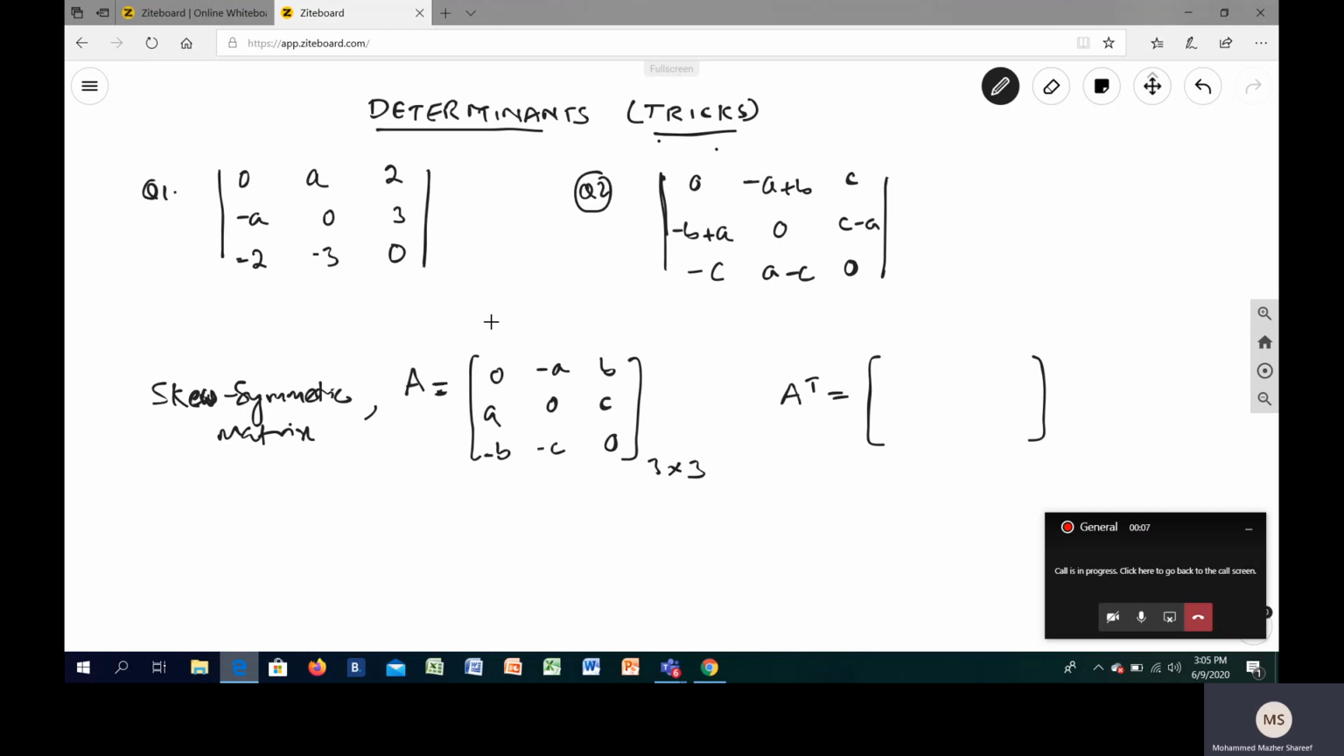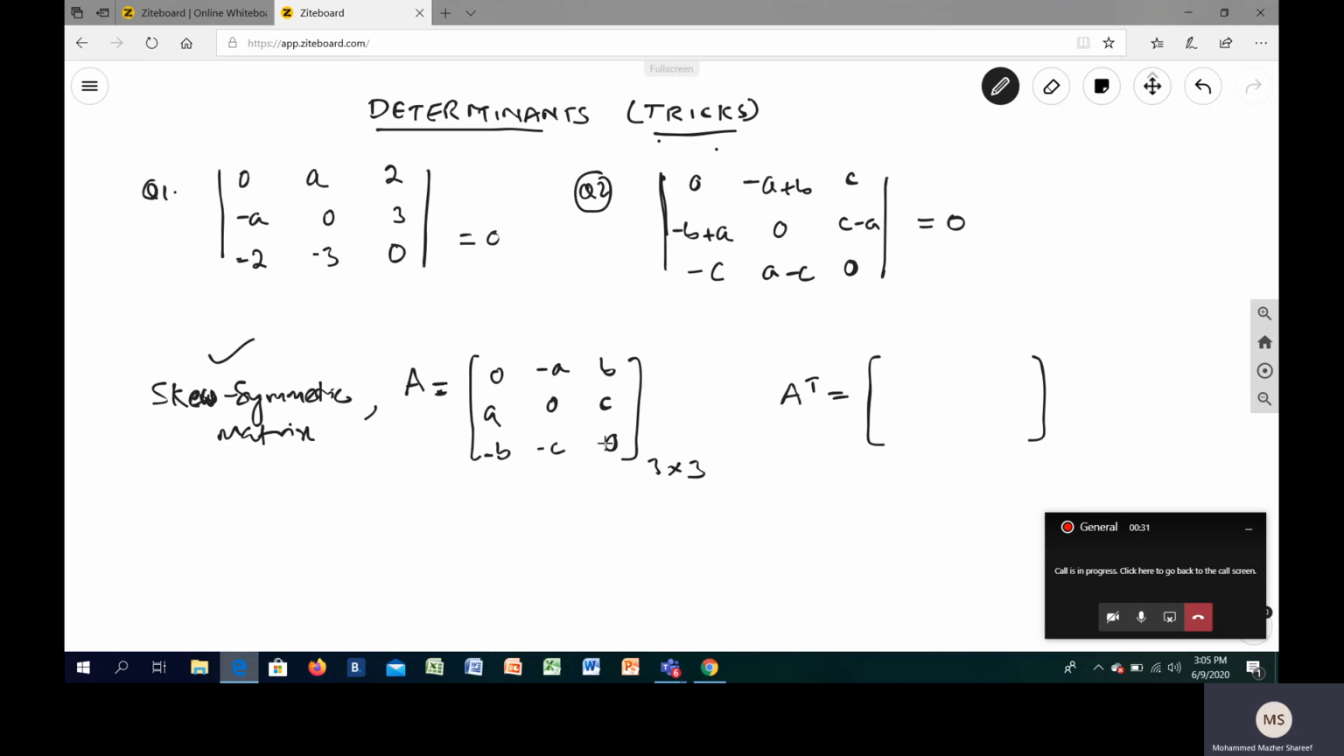So here the trick follows: for this particular determinant, I can directly say the answer is 0. In fact, this one is also 0. And how did I do that? How do I know that the answer is 0? The trick lies in understanding this concept, skew symmetric. As we all know what a skew symmetric is, let us take an example.